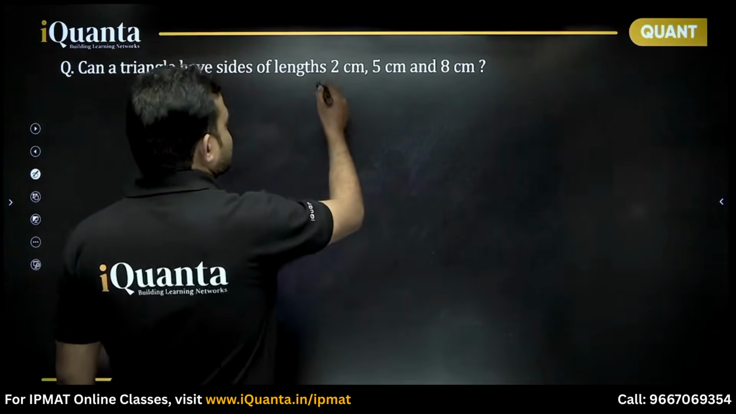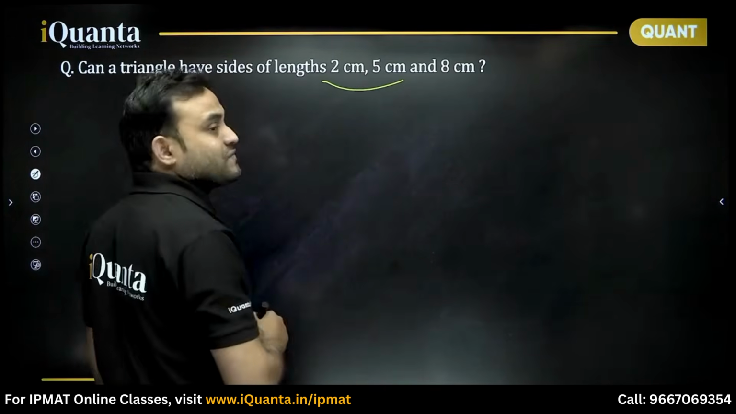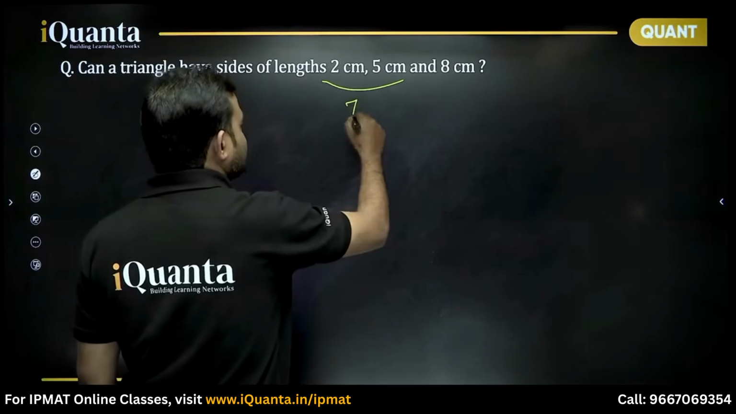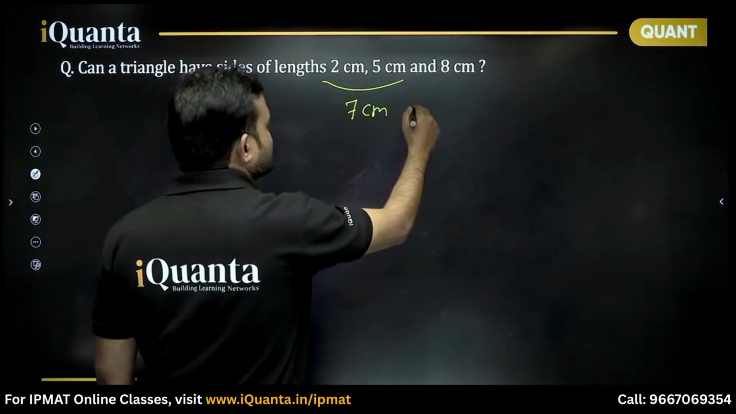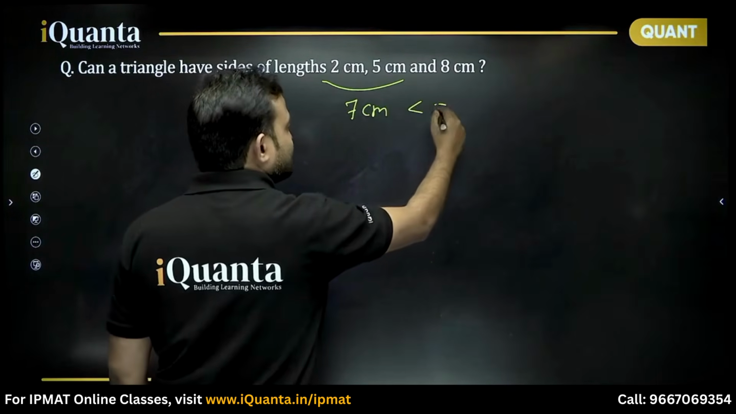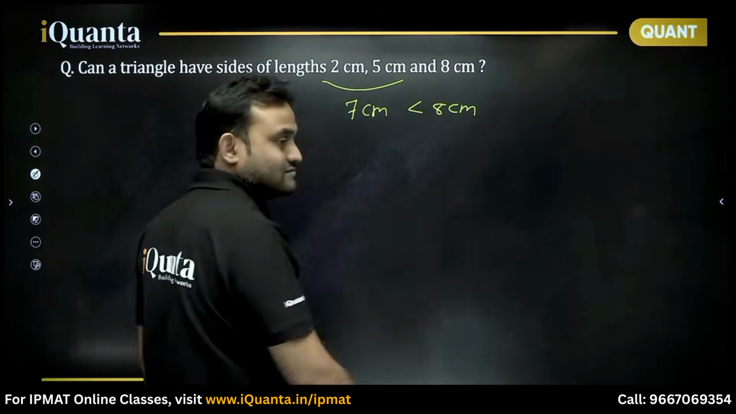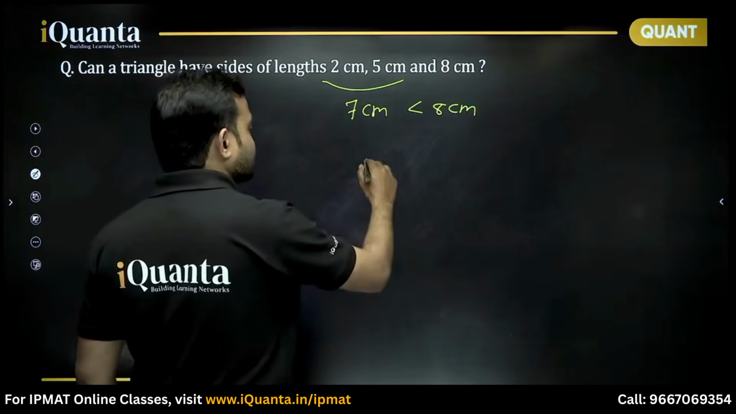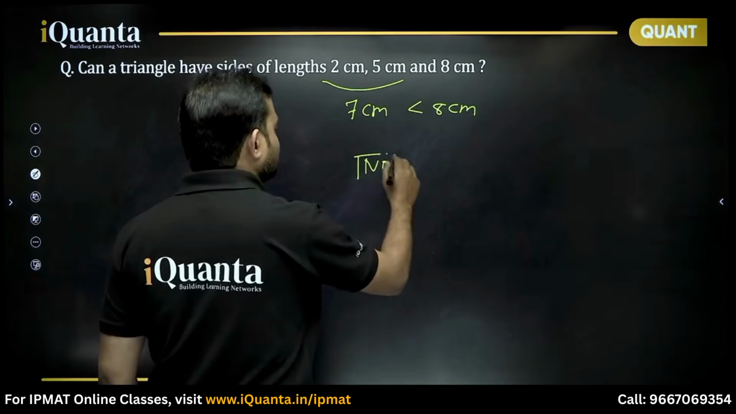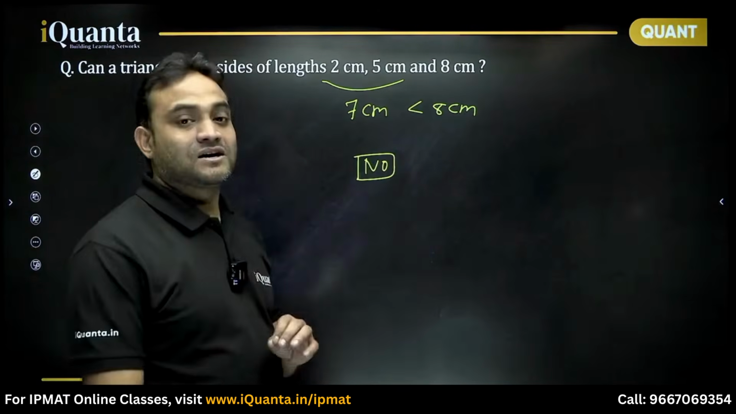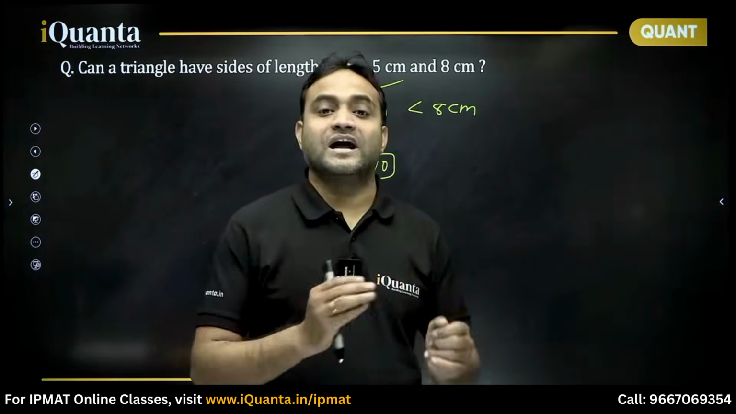If we check this, 2 cm and 5 cm, the sum is 7 cm, which should be greater than the third side, but it's less than the third side, which is 8 cm. So our answer is no. These three side lengths are not possible in a triangle.